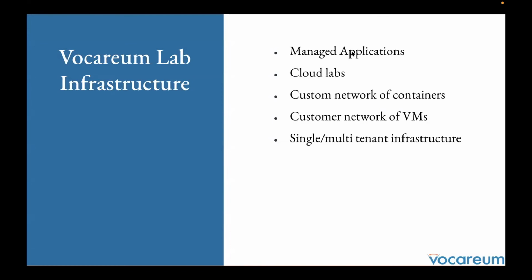And this is a summary of what we have from a technology perspective. We have some managed applications that I talked about. We have cloud labs, and if that is not good enough, you can bring your own Docker images, and we launch a network of those and manage provisioning and scaling, as well as persistence. You can do the same thing for a network of virtual machines. You can bring your own AMIs, which you can launch in your own network.